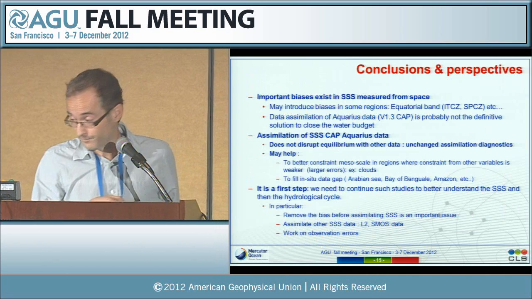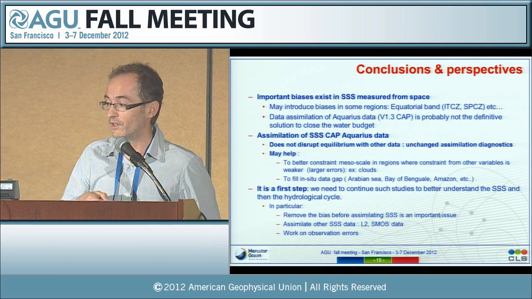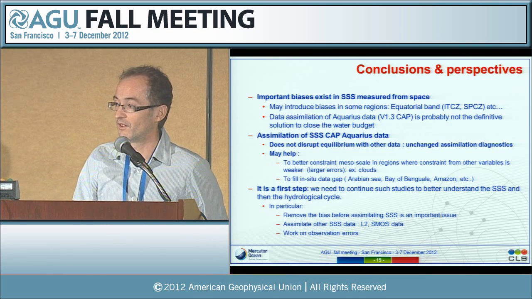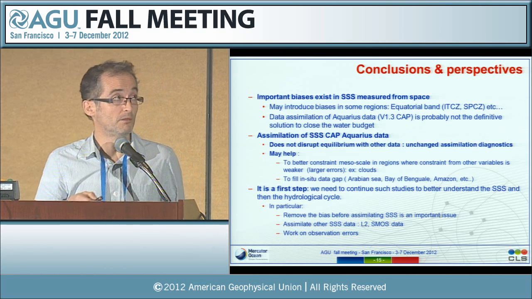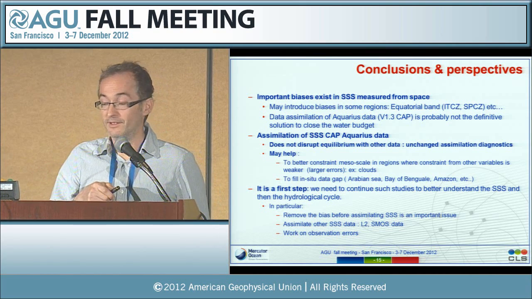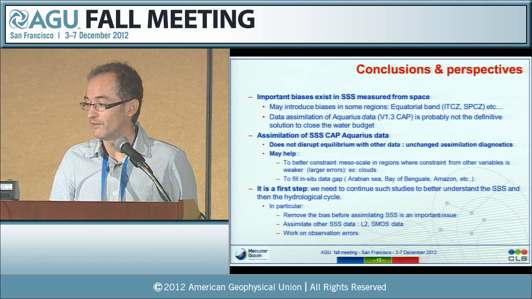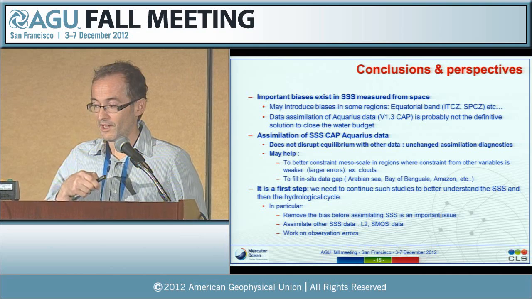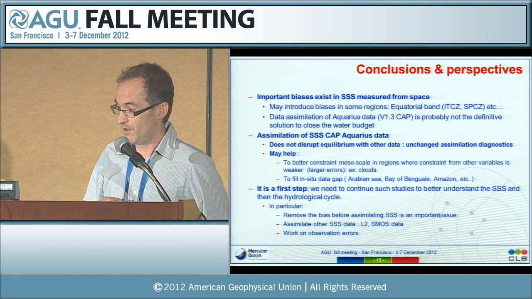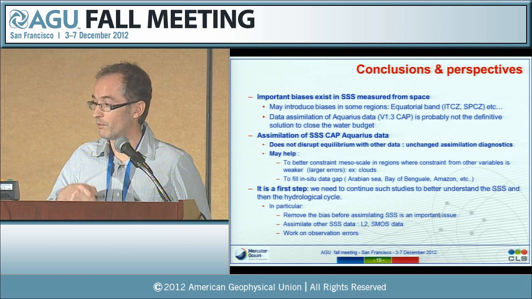So to conclude, I sum up the presentation. We show that important biases exist in SSS measured from space. We can introduce bias by assimilating this SSS in some regions, the equatorial band. Data assimilation of this data is probably not the definitive solution to close the water budget due to this bias. When we assimilate SSS data, we show that we do not disrupt the equilibrium with other data.